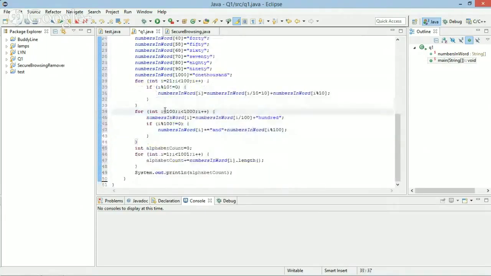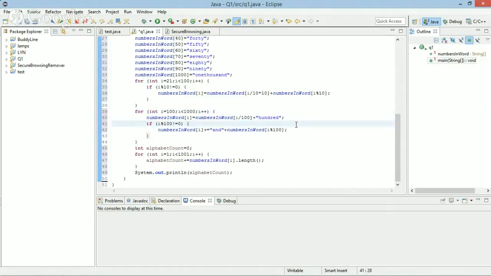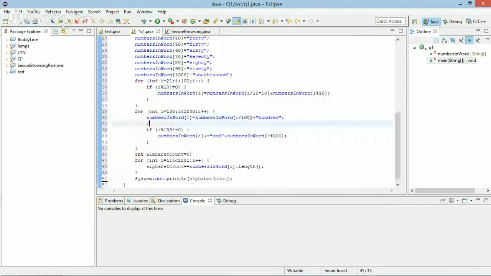After that, we will cover the case of 100 to 1000. We don't need to cover 1000 here because I have covered it earlier. So we just need to cover from 100 to 999. This part is a bit tricky. We need to change a bit here. Let's say I have 987. First I divide it by 100.